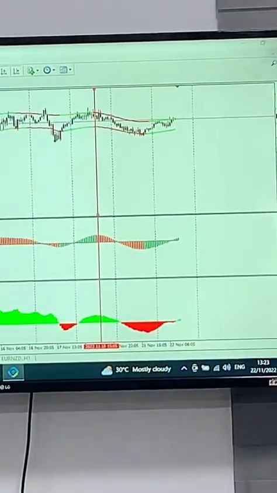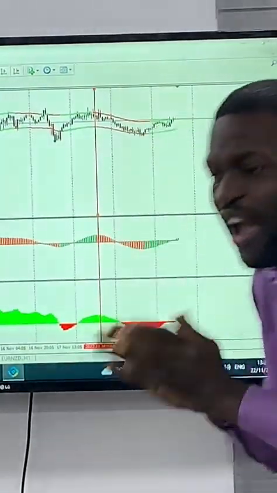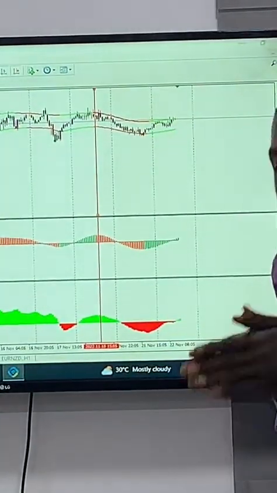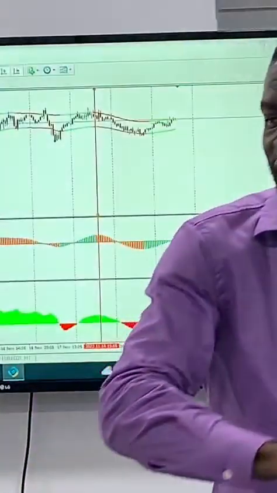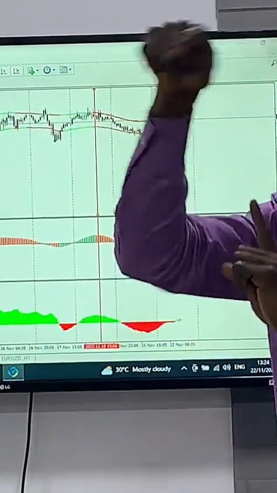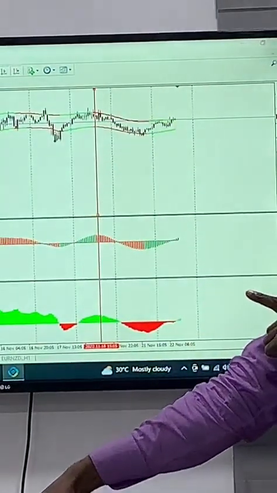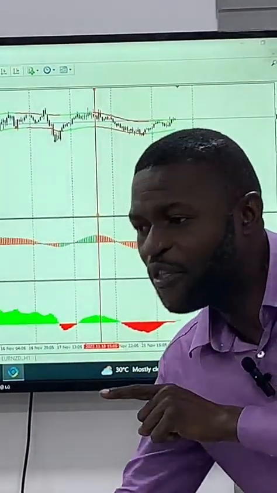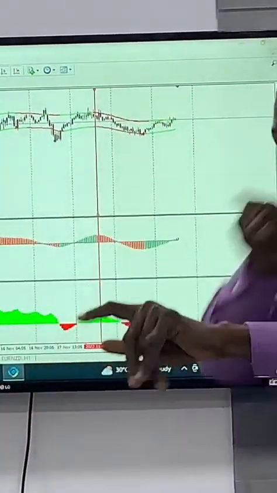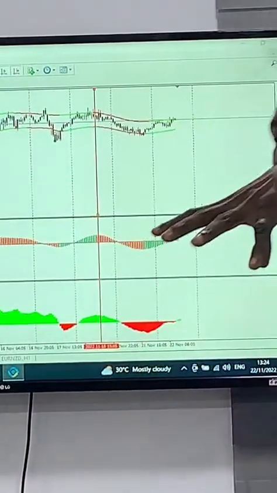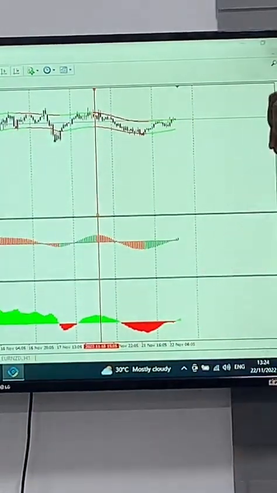So once my 4 hours gives me the direction, and then my 1 hour aligns, I will wait, let the 1 hour go, and then come back, retrace, and then realign again. The second realignment is when I will come in. Then if it goes and retraces again, the third realignment, if the 4 hours is still intact, I will come in again. So I don't come in on the first alignment.